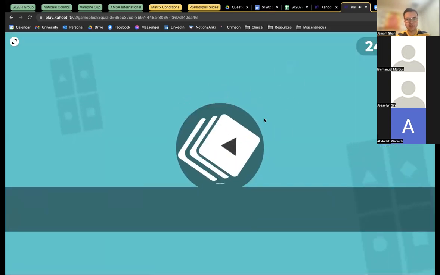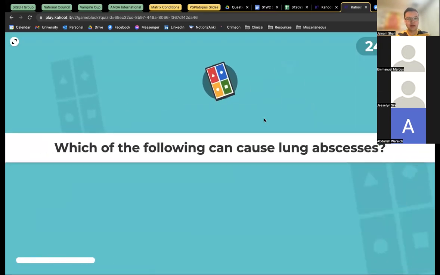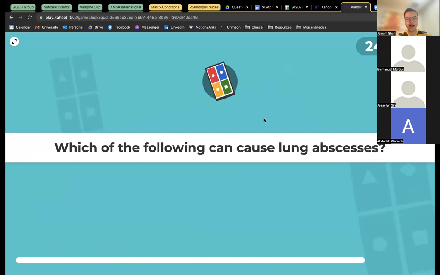Okay, last three questions. This is a multi-select. Which of the following can cause lung abscesses?